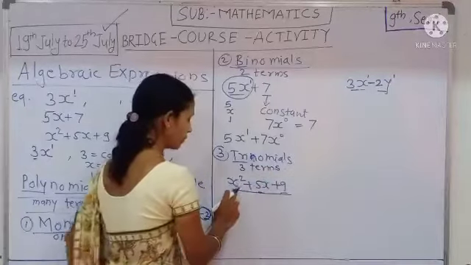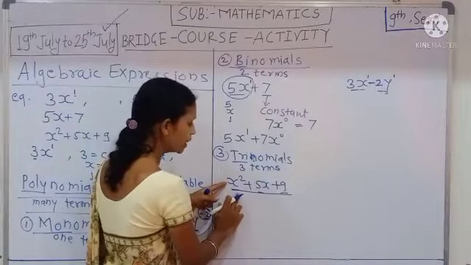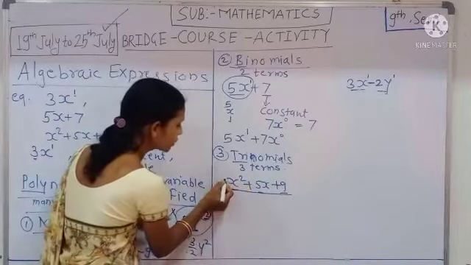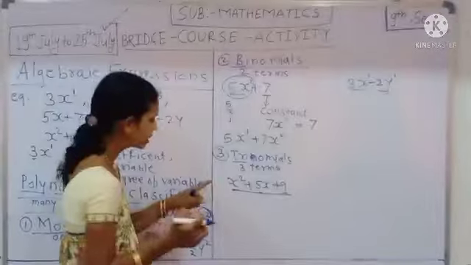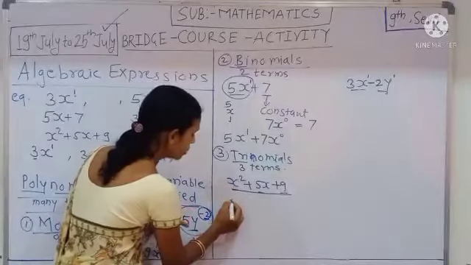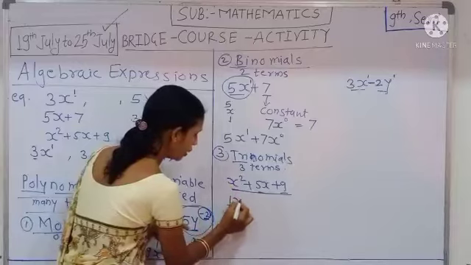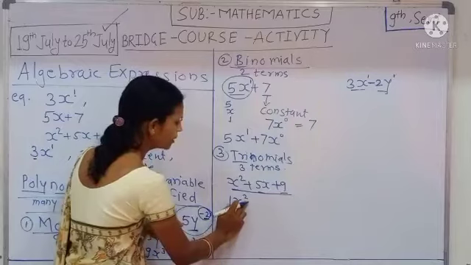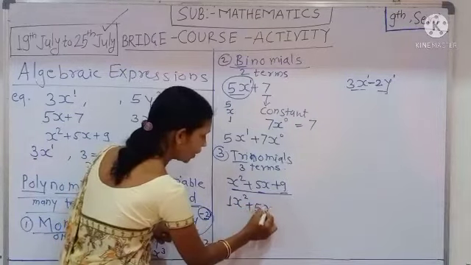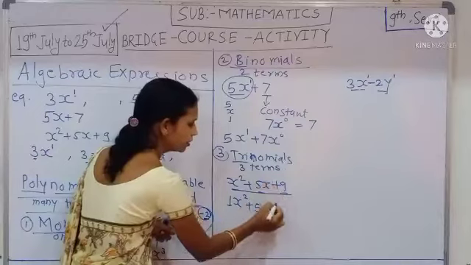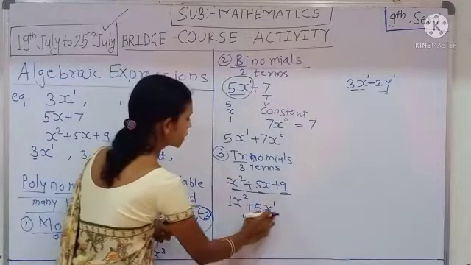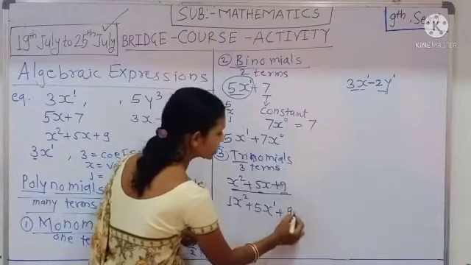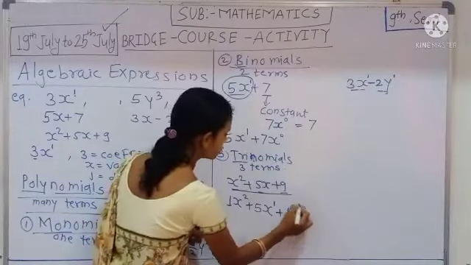in standard form. The standard form of this polynomial is: here the x square term is there, of which we cannot see the coefficient. That means the coefficient is 1. Therefore, 1x square. The first term contains coefficient, variable, and its degree, plus 5x. The degree is not seen here, therefore the degree is 1. 5x raised to 1 is the second term, plus 9, the constant term, which can be written like this, 9x raised to 0.